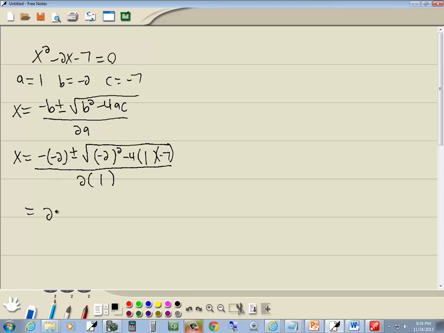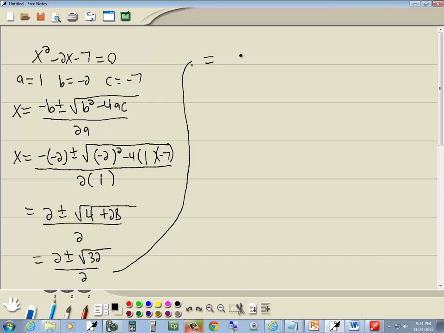Well, negative negative 2 gives us positive 2, plus or minus the square root. Negative 2 squared is 4. Negative 4 times 1 is negative 4, times a negative 7 gives you a positive 28, all over 2. 4 plus 28 is 32, over 2.